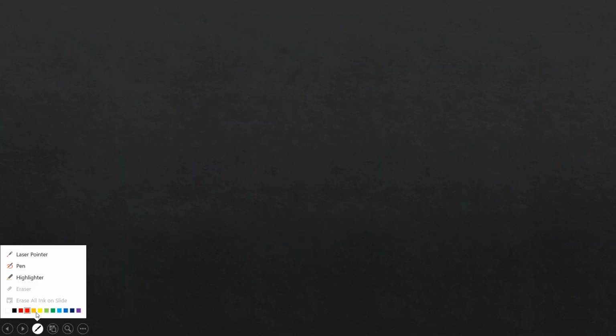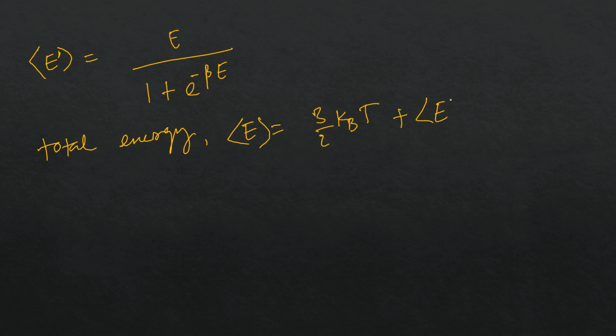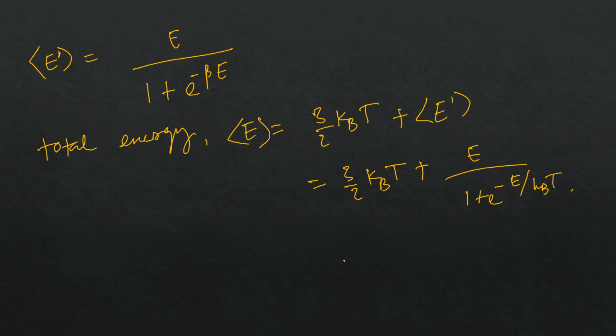So now the average energy is E by 1 plus e to the power minus beta E. Okay, now what is total energy? To see, for a monoatomic gas, total energy E will be, suppose this is E dash, total average energy will be 3 by 2 kBT plus E dash. So 3 by 2 kBT plus E by 1 plus e to the power minus beta E. Beta means 1 by kBT.